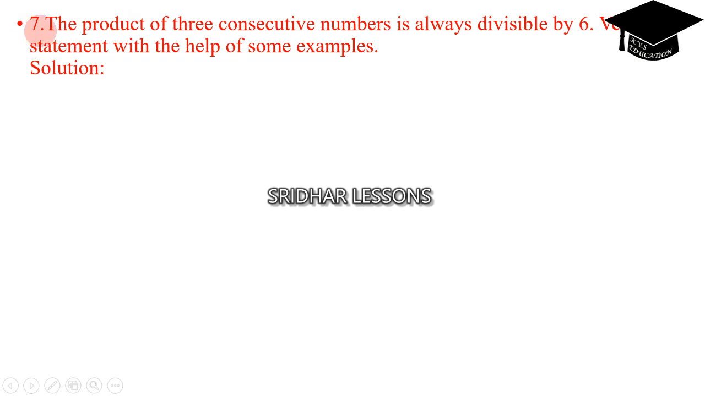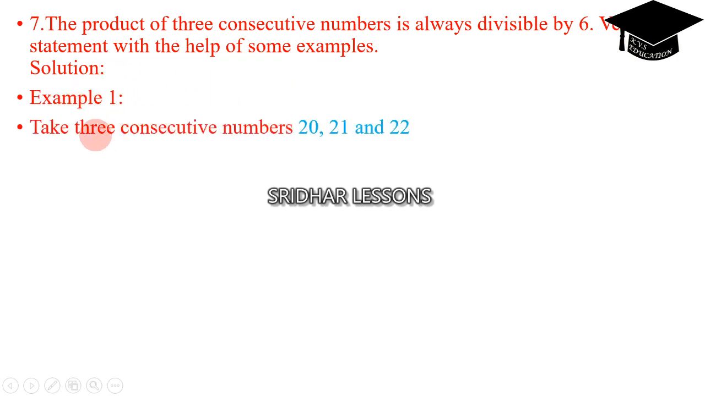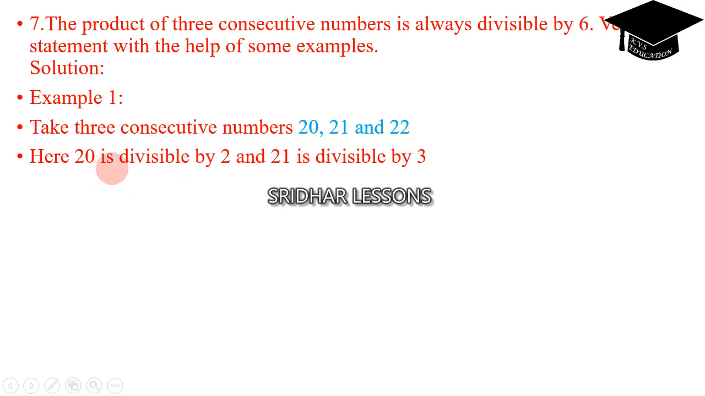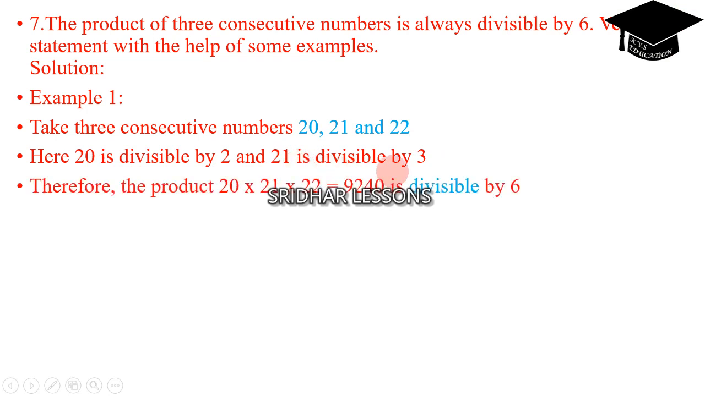Problem number 7. The product of three consecutive numbers is always divisible by 6. Verify with the help of some examples. Now we will see the examples. Example 1. Take three consecutive numbers 20, 21 and 22. Here 20 is divisible by 2 and 21 is divisible by 3. Therefore, the product of 20 into 21 into 22 is 9240, which is divisible by 6.